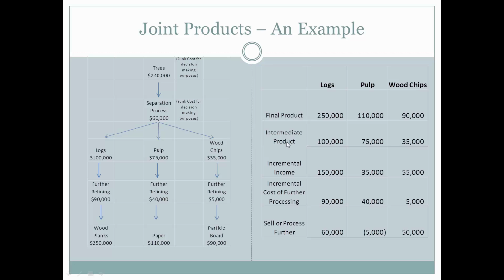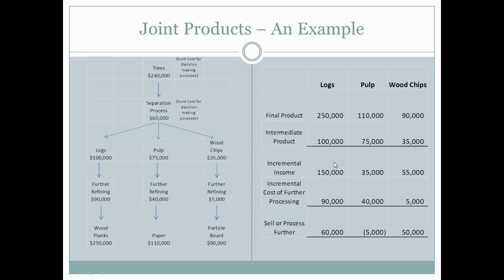From this, we are going to deduct the intermediate products. So if we had sold the logs as is, we would have gotten $100,000. If we had sold the pulp as is, we would have gotten $75,000. And the wood chips, if we had sold it as is right after the separation process, we would have received $35,000. So this is the incremental income that we would have earned by processing these individual components further. So the incremental income for logs would have been $150,000, $35,000 for the pulp, and $55,000 for the wood chips.